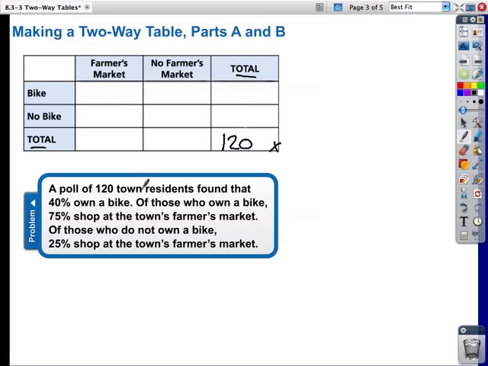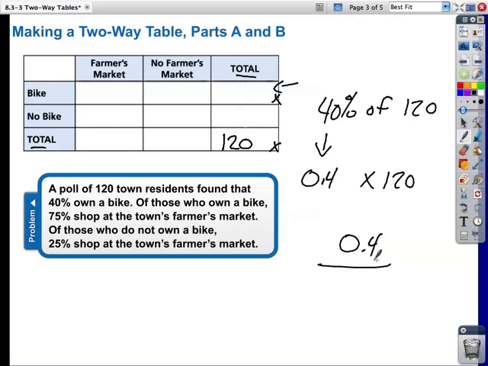You can begin using the information they give you to fill out the rest of the table. So it says 40% own a bike. 40% of the total people own a bike. And so that total will go right here. Because right now we're not interested in how many people who own a bike also shop at a farmer's market. We're interested in the total number of people who own a bike. So we have to figure out what's 40% of 120. To do that, we turn 40% into a decimal and multiply it by 120. So when we do the math on that, we get 48. So 48 people out of the population own a bike.